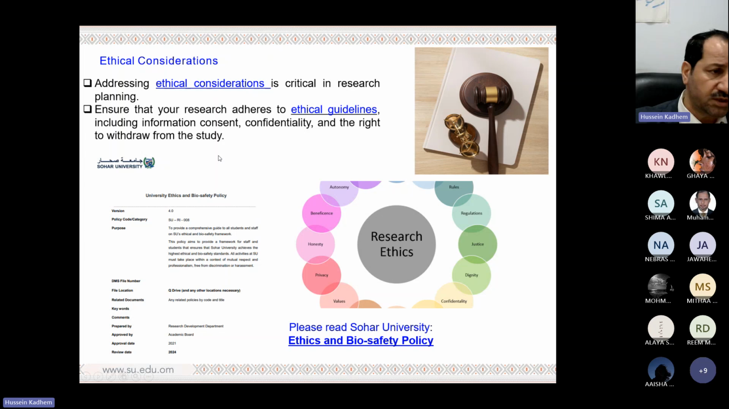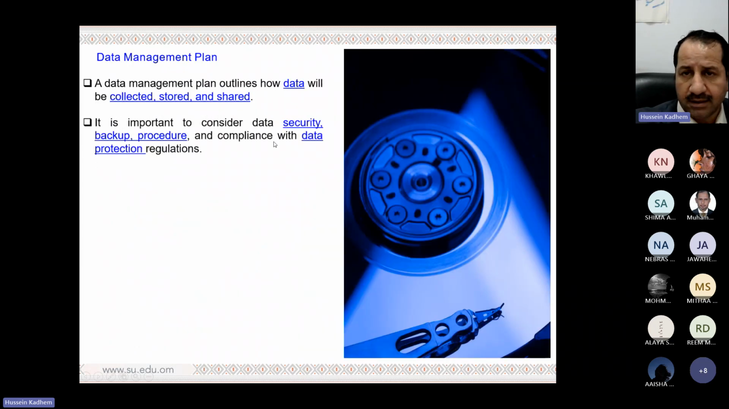You need to consider the ethical guidelines. Sohar University has an ethics and biosafety policy. I advise you to read this policy to have an idea about what your rights and duties are, and to apply them in your research. If there are forms, you need to fill them in and submit them at the beginning of your project.